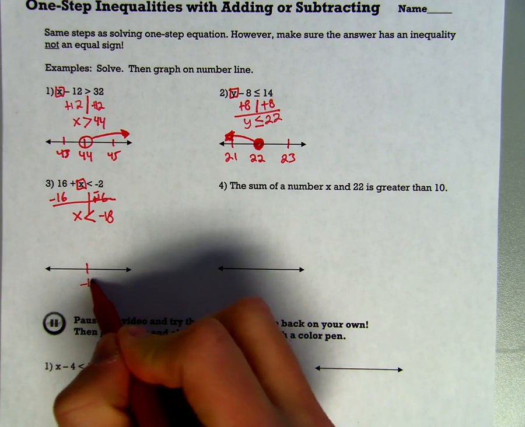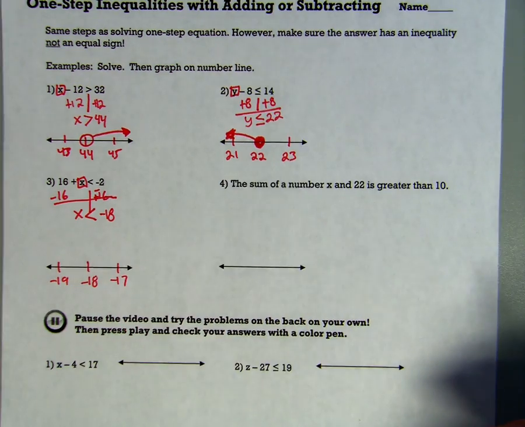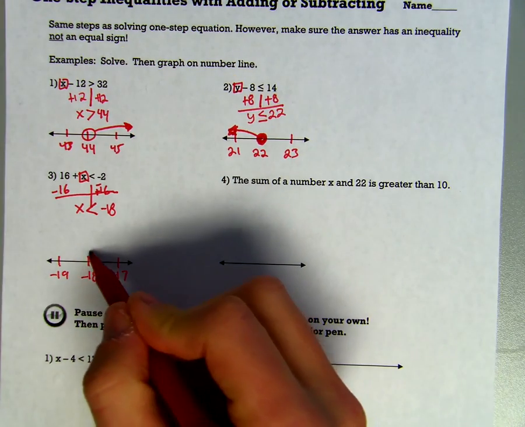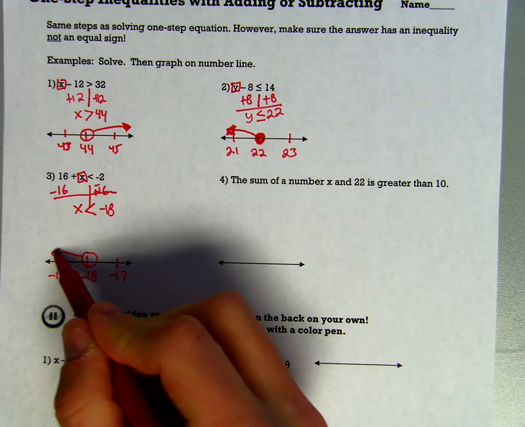Go ahead and graph it, put negative 18 in the middle, negative 17, and negative 19. It is just a less than symbol, so it's an open circle. And then I go to the left.